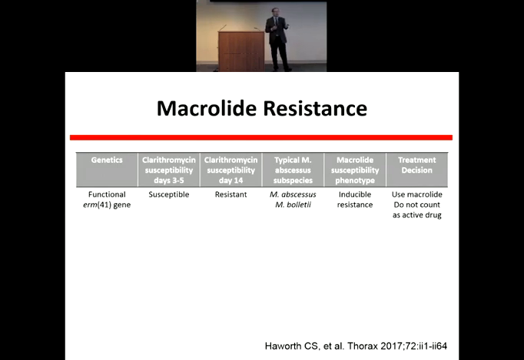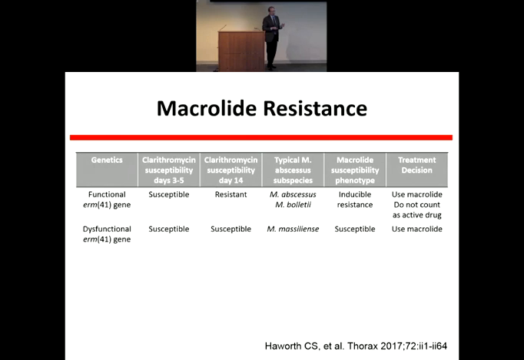Now, the 2 species that usually do this are abscessus and bolletii, of those 3 subspecies. So what does that mean to you, the clinician? Well, you could use the macrolide. It might have anti-inflammatory properties, but don't count it as killing that organism because it's resistant now, only in the presence of the macrolide. You take the macrolide away and reculture it, it'll show it's susceptible, unless you continue the exposure. So this is a problem for us in managing these patients.